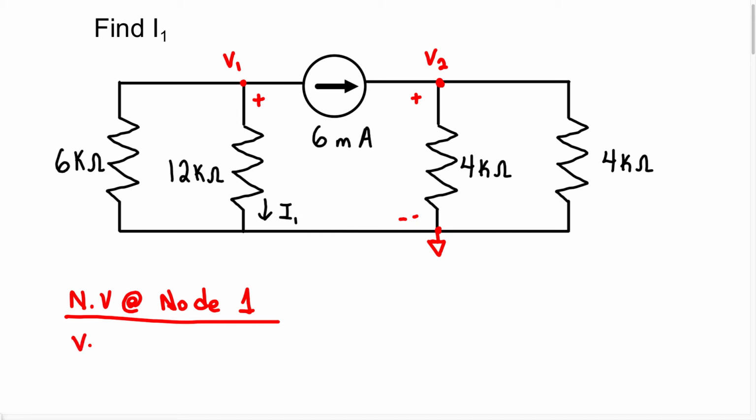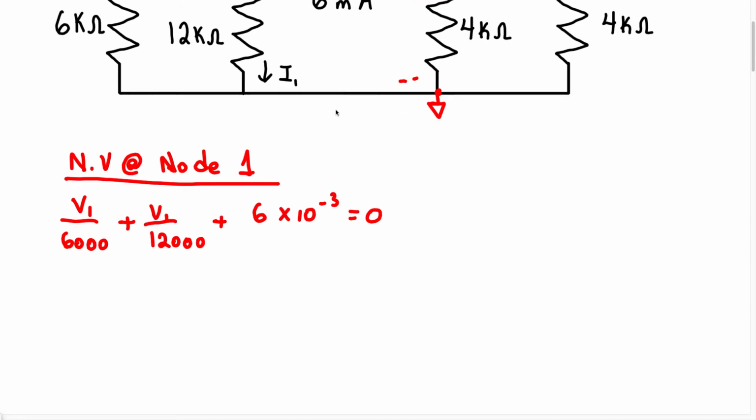That's going to be V1 over 6,000 plus V1 over 12,000 plus we have a current source actually in this leg, so we know that current leaving is going to be 6 milliamps. I'm going to write it as 6 times 10 to the negative 3, and all of that equals 0. So let's start to simplify this.